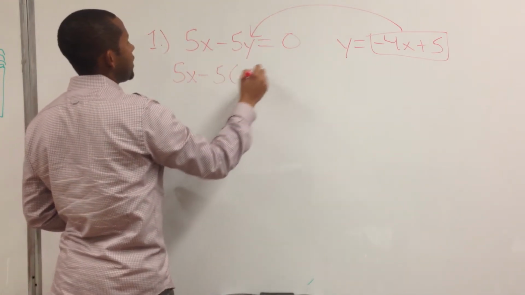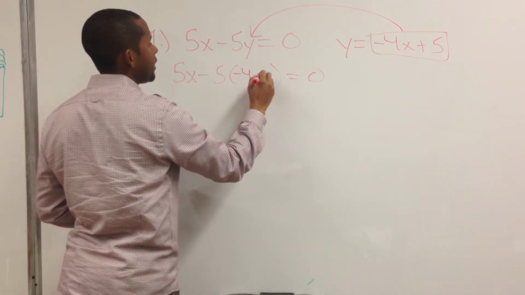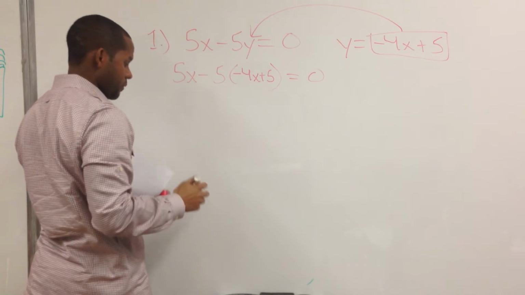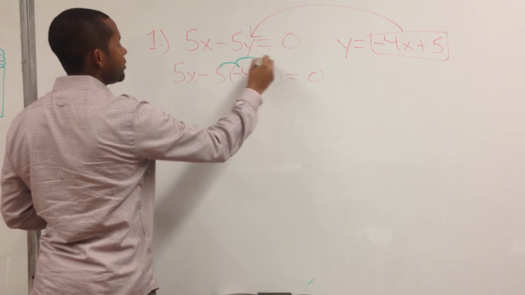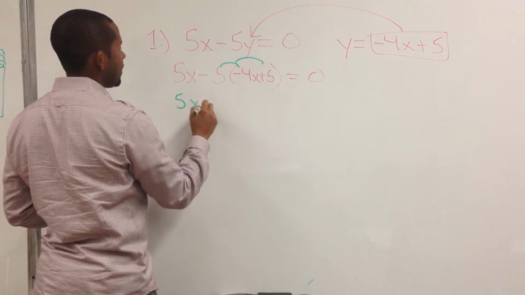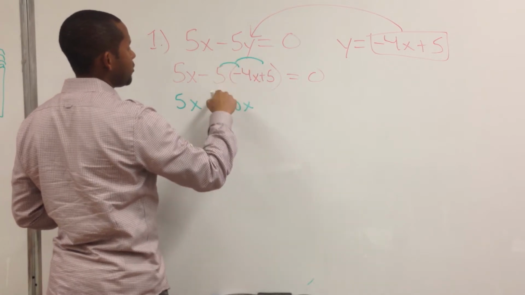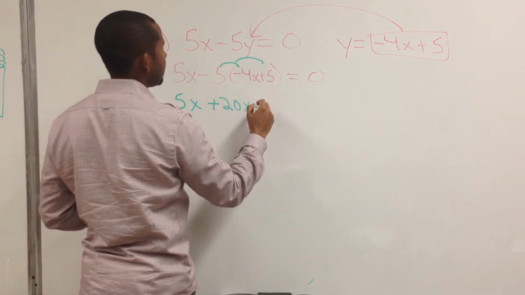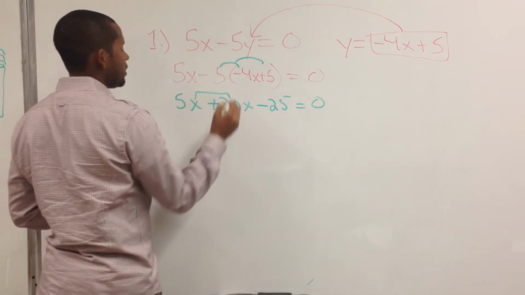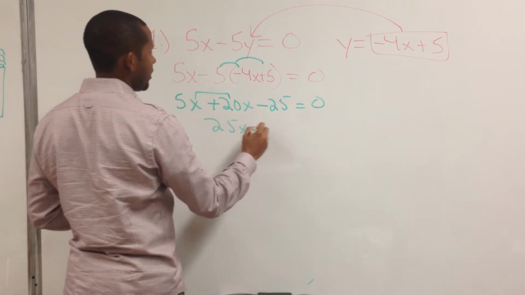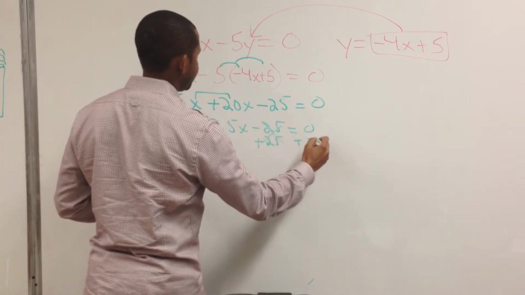5x minus 5 times y equals 0. In place of y, I put negative 4x plus 5. Hopefully this is all clear to you. Okay? Go ahead and distribute here. I end up with 5x plus 20x. Negative 5 times negative 4 is 20x. Negative 5 times negative 5 is minus 25 equals 0. Combine these terms. 25x minus 25 equals 0. Continue to solve.